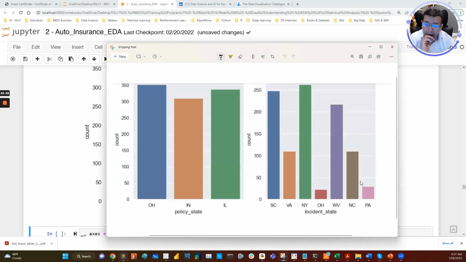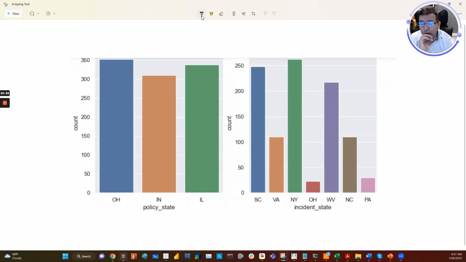And this is a very good insight, and with this insight we are going to educate the business about it, that probably 97% of all claims are outside the state. So that simply means these drivers are traveling.